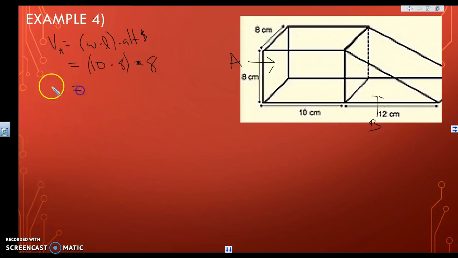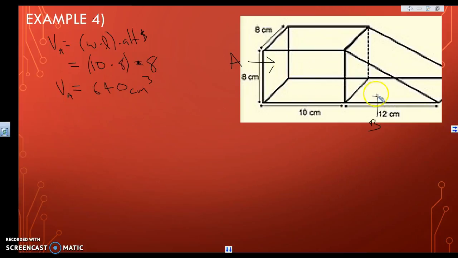So let's go and evaluate this. V sub A, or volume of figure A, is going to be 8 times 8, which is 64. 64 times 10 is 640. And let's not forget our units, centimeters cubed. So that's the volume of this figure right here.